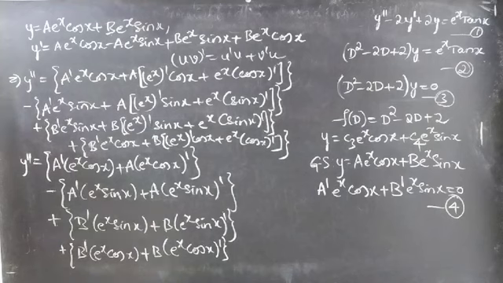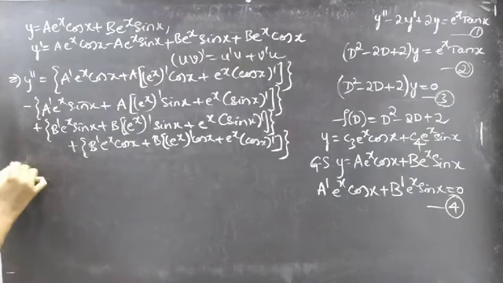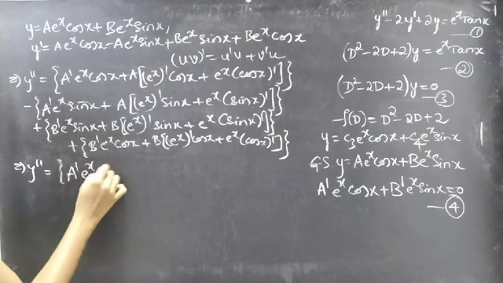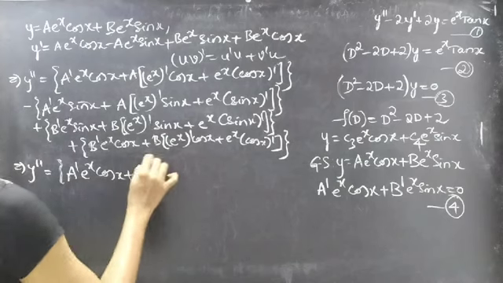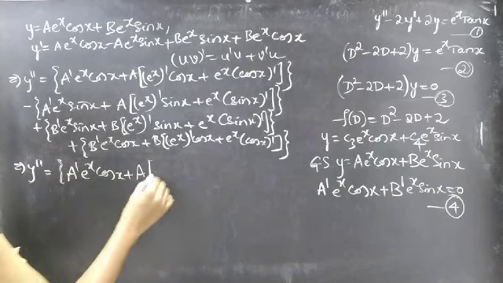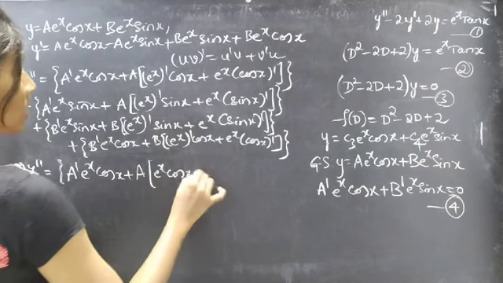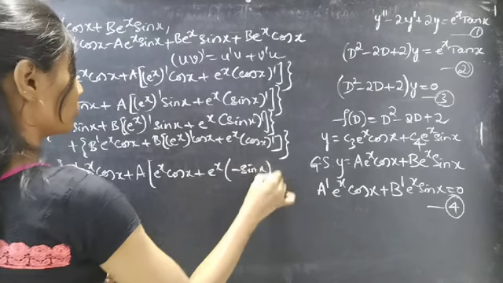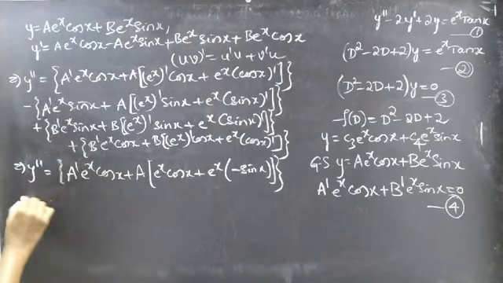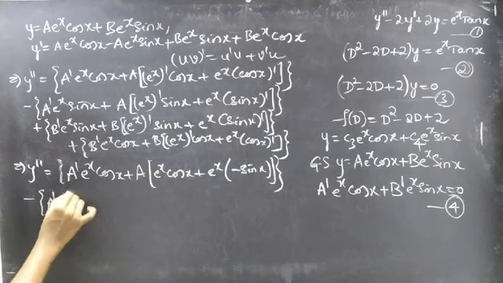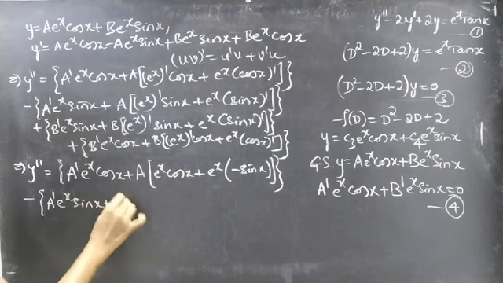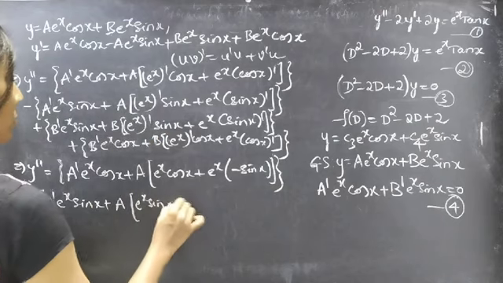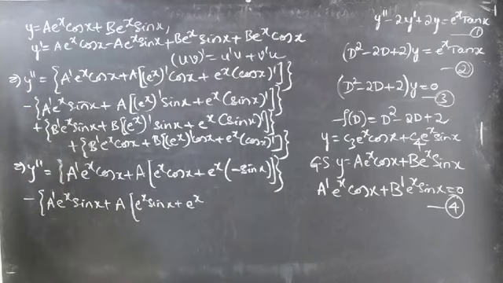Okay, which gives us a' e^x cos x plus a times the derivative of e^x with respect to x, which is e^x cos x, plus e^x into the derivative of cos x with respect to x, which is minus sin x, minus of a' e^x sin x plus a times the derivative of e^x with respect to x, which is e^x sin x, plus e^x into the derivative of sin x with respect to x, which is cos x.